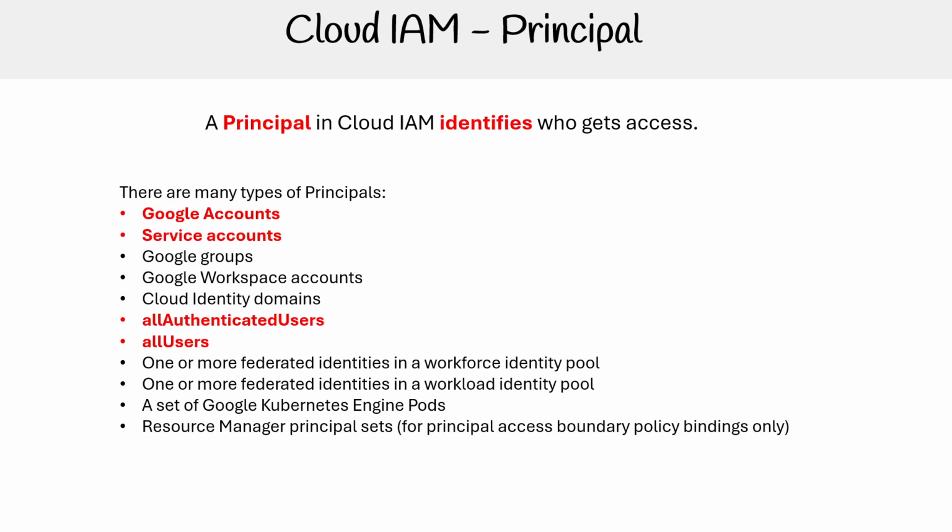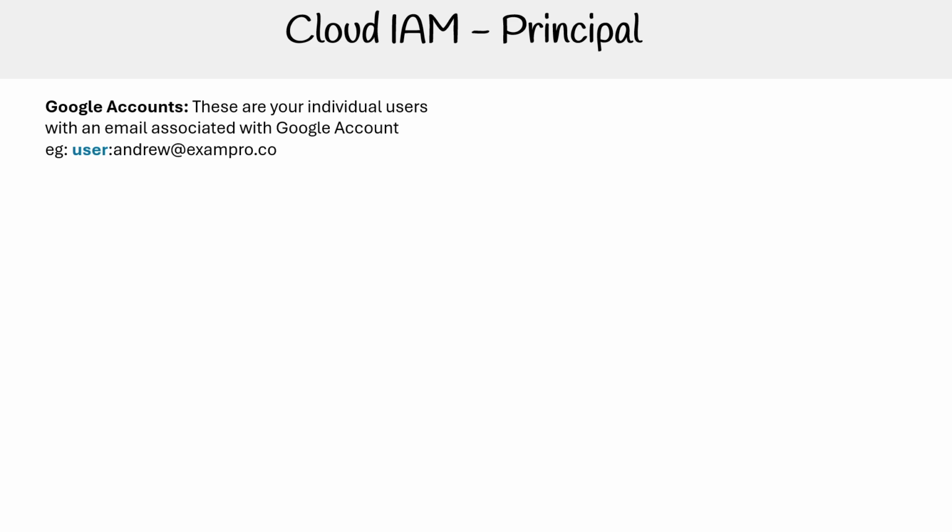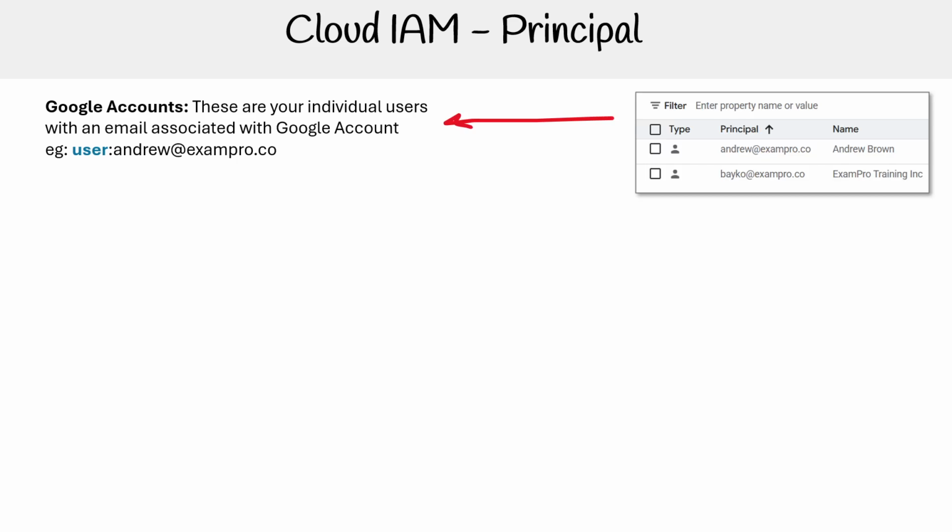Now, there is Google Groups. I could have included that there, but it's pretty straightforward. It's just a group of accounts, right? So Google accounts, these are individual users with an email associated with Google accounts. On the right-hand side, you can see we have Andrew and my co-founder, Bako. It can be any email. So you enter an email in, and it's pretty straightforward.